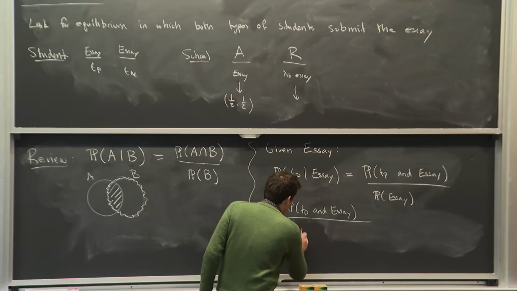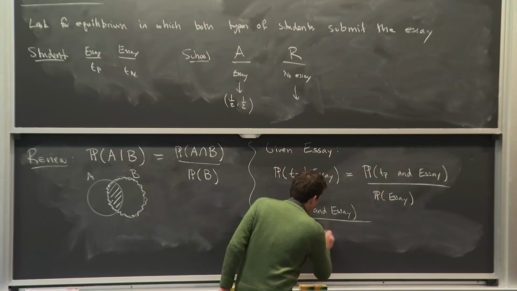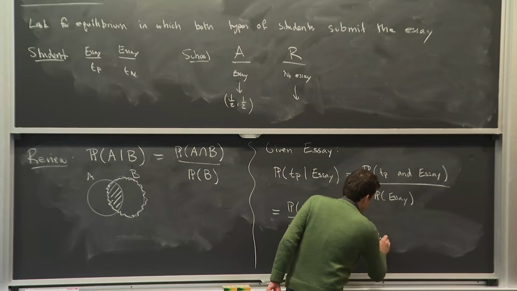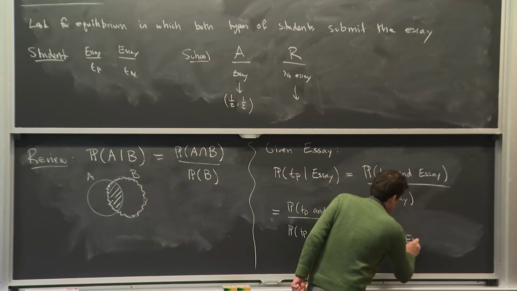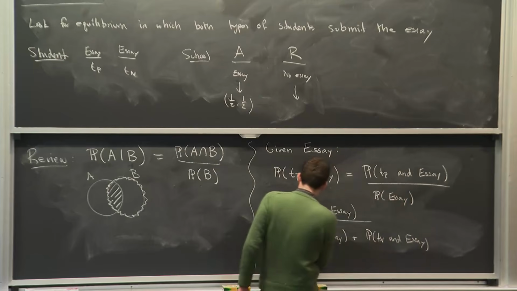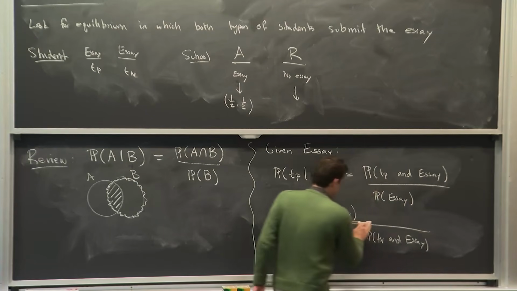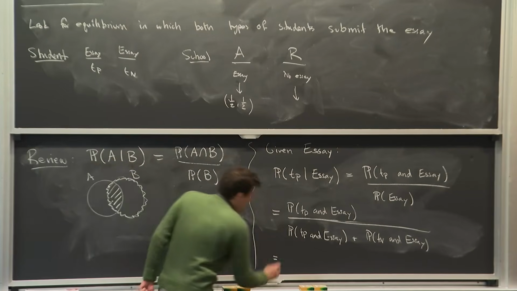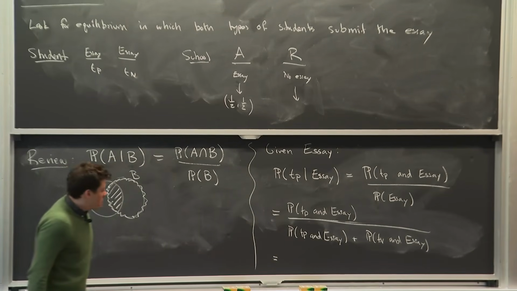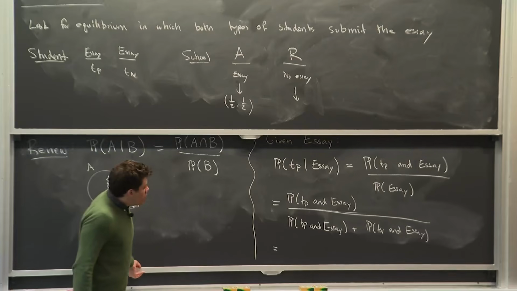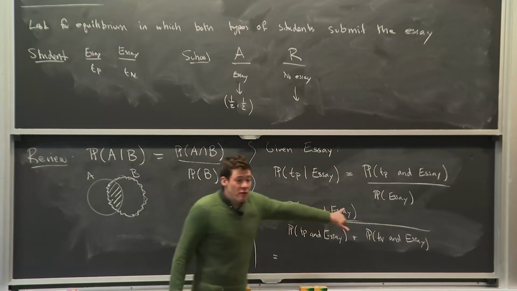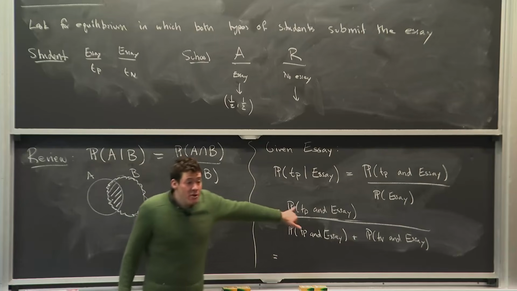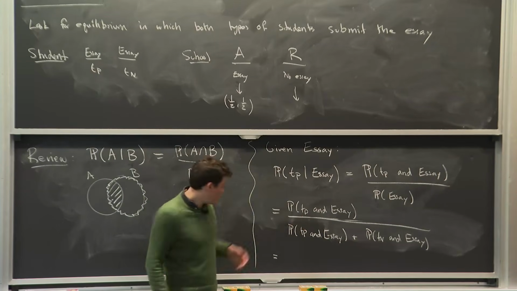We have the probability of TP and essay plus the probability of TN. Okay? So let's see if we can fill this in. What is the probability that they're passionate and they write the essay? Well, they always write the essay. So this is just the probability that they're passionate, and that's 1/2, right?